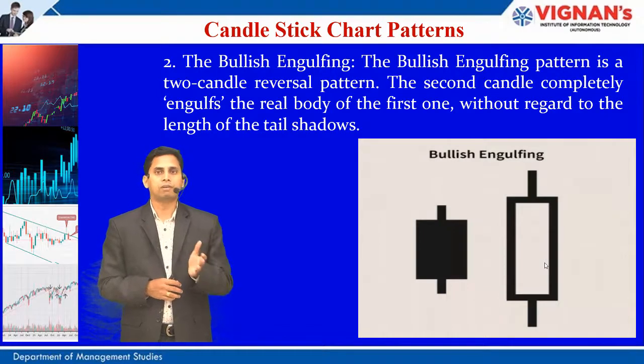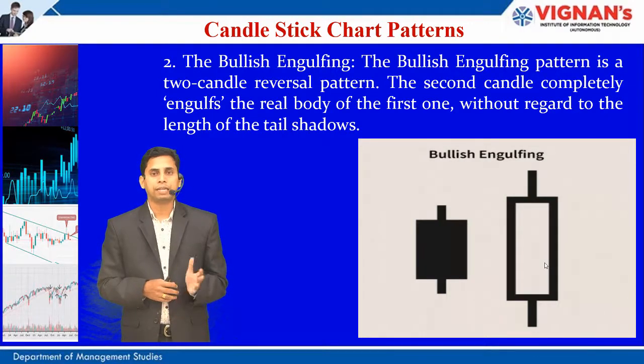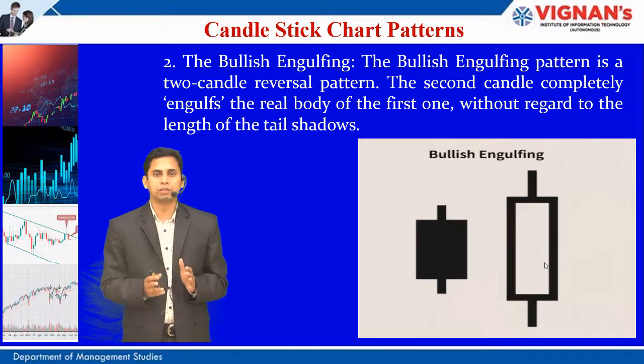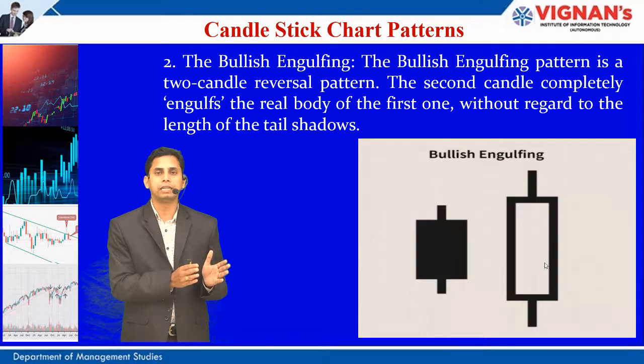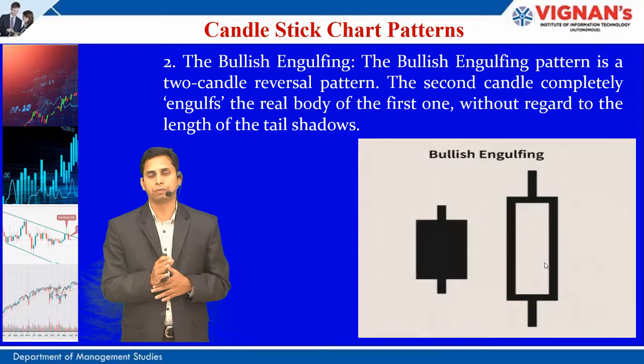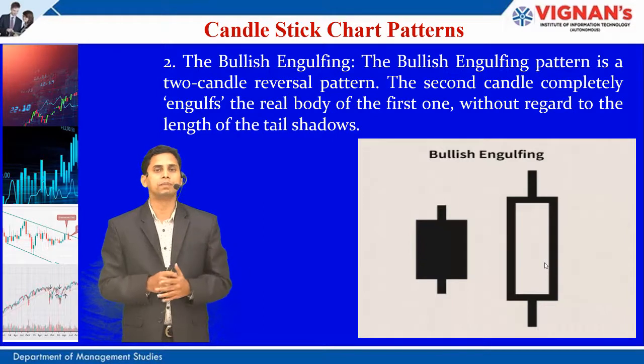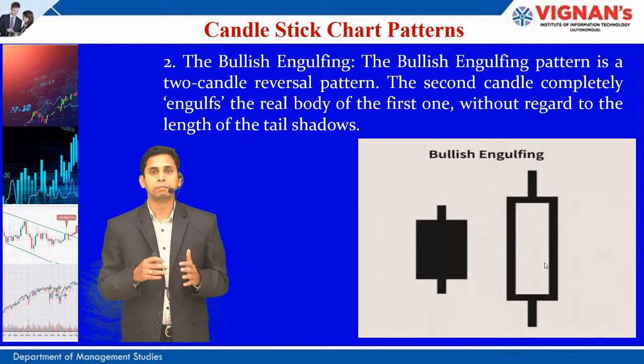After the formation of this red or black candle, if the coming candle completely engulfs the real body of the first one, meaning the body of the previous candle must be within the range of the body of the second candle, this kind of pattern is known as a bullish engulfing pattern. Because the fresh candle has engulfed the complete body of the previous candle, the pattern is called a bullish engulfing pattern.